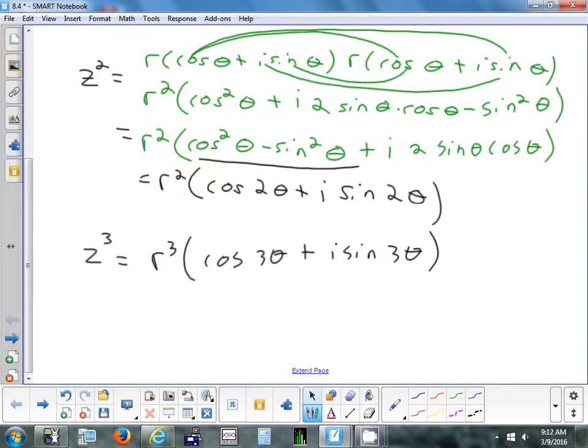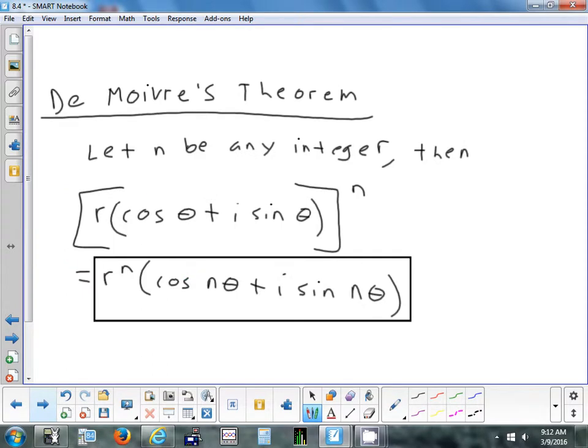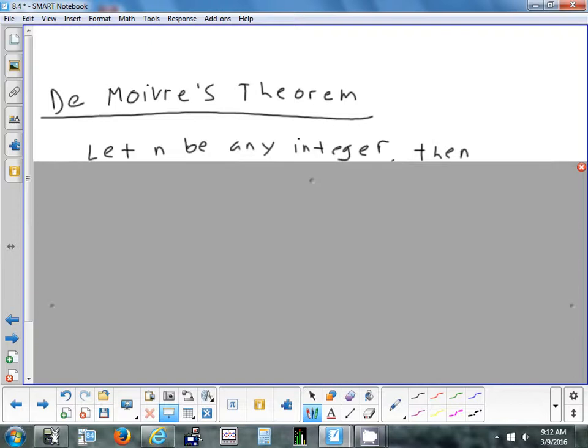Right. So now, if you wanted me to raise z to the 50th power, I'd just say it's r to the 50th, cosine 50 theta plus i sine 50 theta. It's very easy to raise a number to a power doing it this way. That's all you have to do. And that is called de Moivre's theorem. That's how you say that, de Moivre's theorem.